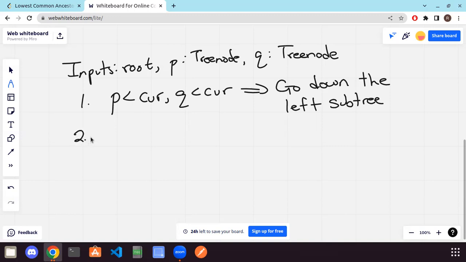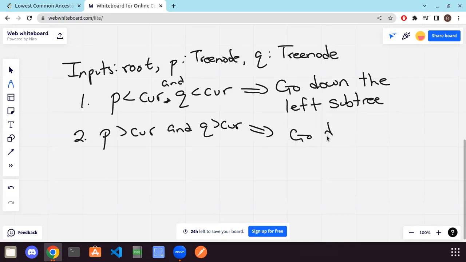And similarly, if p is greater than cur and q is greater than cur, then we go down the right subtree. And again, this is because both p and q are bigger than cur, so they both must exist to the right of cur.